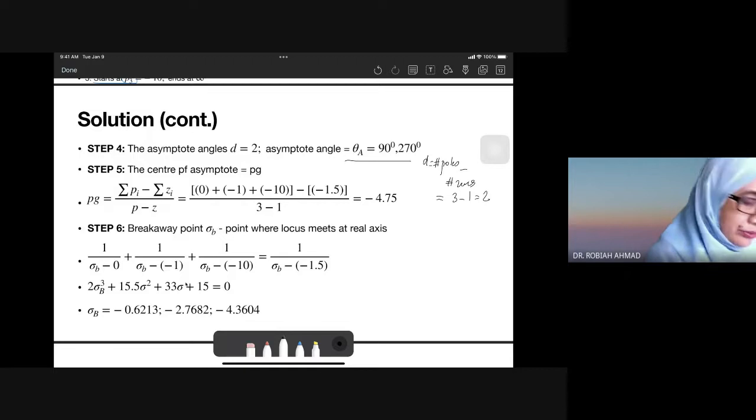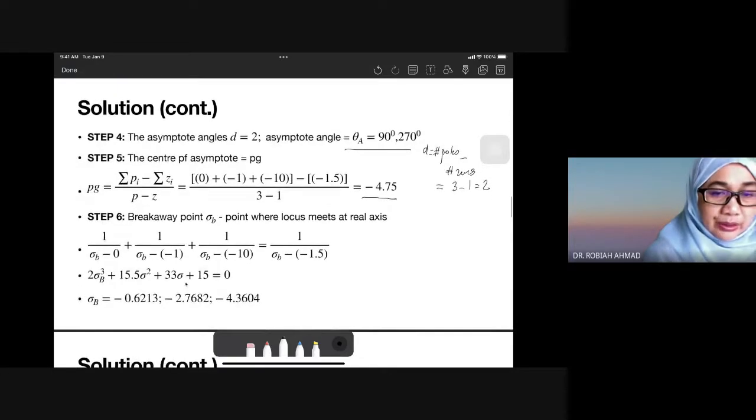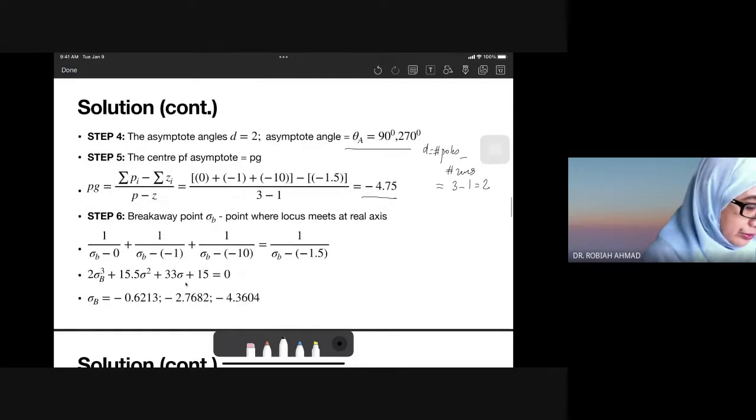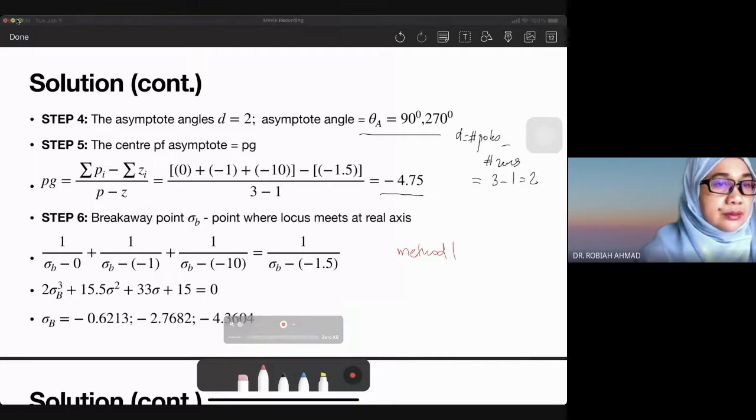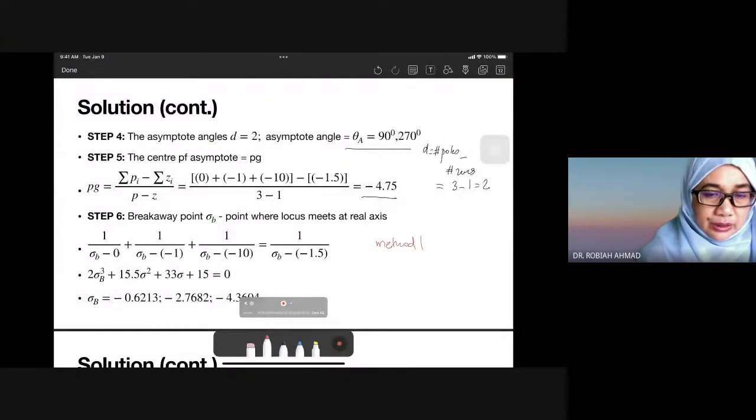And then we proceed with step 5, finding the center of asymptote. Okay, so it is the summation of the poles minus the summation of the zeros over D. Then we have the point at minus 4.75. And then we proceed with step number 6, which is the breakaway point. So let's say we use method number 1. Okay, so I'm using method number 1.